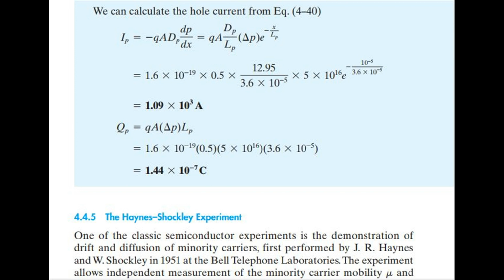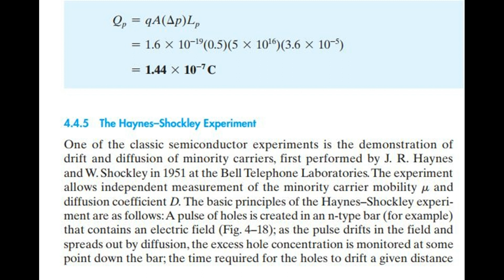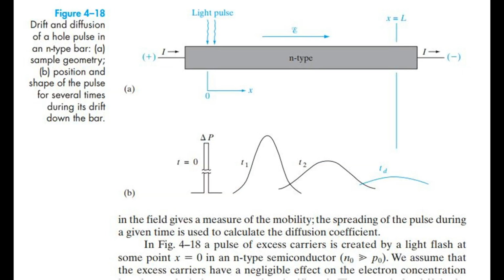The basic principles of the Haynes-Shockley experiment are as follows: a pulse of holes is created in an n-type bar, for example, that contains an electric field, Fig. 4.18. As the pulse drifts in the field and spreads out by diffusion, the excess hole concentration is monitored at some point down the bar. The time required for the holes to drift a given distance in the field gives a measure of the mobility. The spreading of the pulse during a given time is used to calculate the diffusion coefficient.